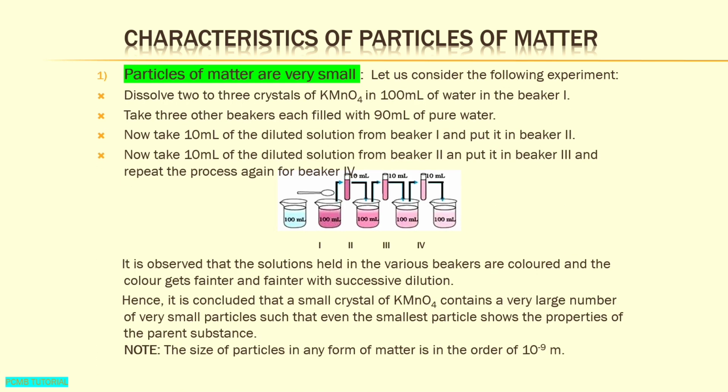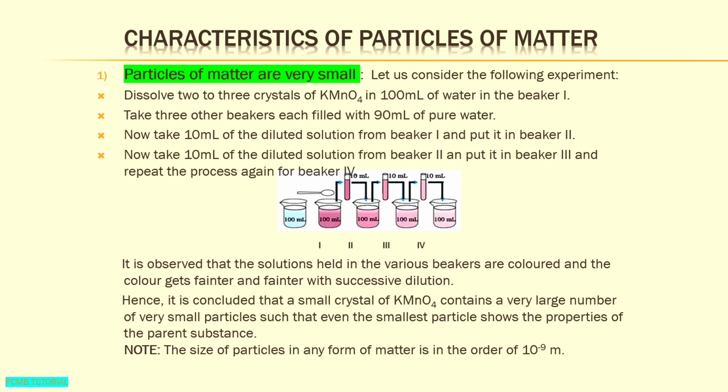Take 2 to 3 crystals of potassium permanganate, which is KMnO4, and dissolve them in 100 ml of pure water in a beaker. Take 3 other beakers, each filled with 90 ml of pure water. Now take approximately 10 ml of the solution from beaker 1 and put it in beaker 2. Then take out 10 ml of the solution from beaker 2 and put it in beaker 3 and repeat the process till beaker 4 is filled.